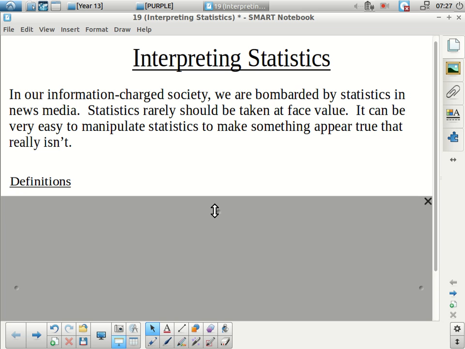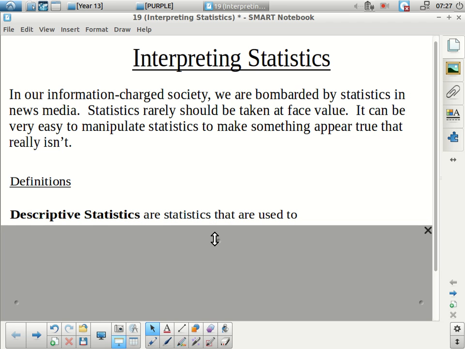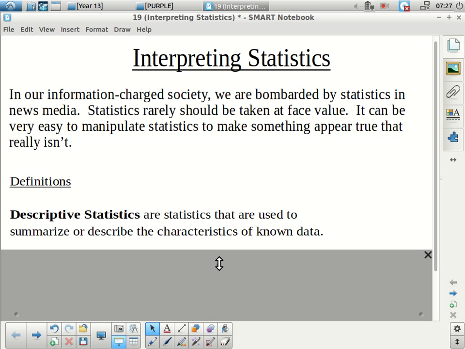So before that, some quick definitions. The first one is descriptive statistics. Those are statistics that are used to summarize or describe the characteristics of known data. All that's really saying is, if I did a study of some kind, let's say I surveyed 100 people on what kind of pet they have, and I found that 70 of them owned a cat, then a descriptive statistic is just, out of 100 people surveyed, 70 own a cat. So just literally, this was my sample size, and this is what I found in that sample.